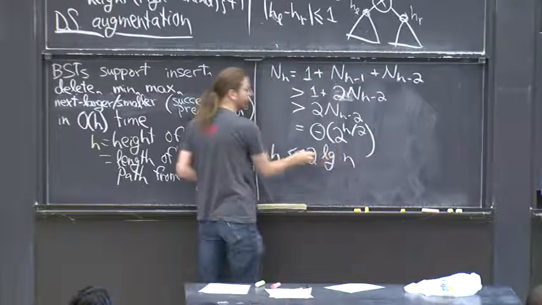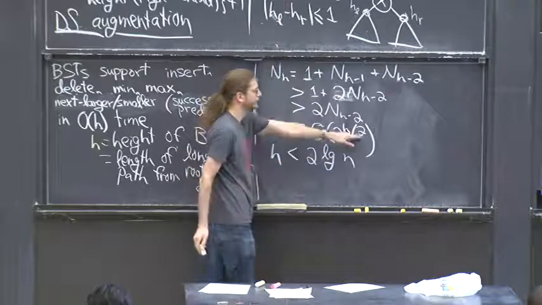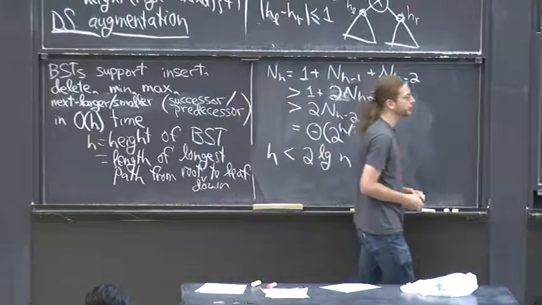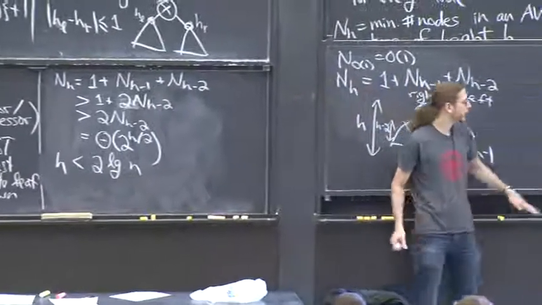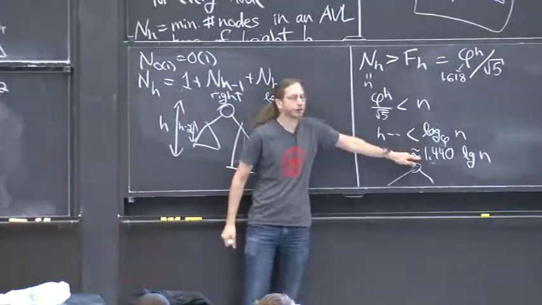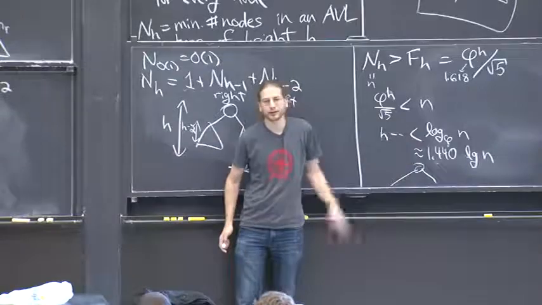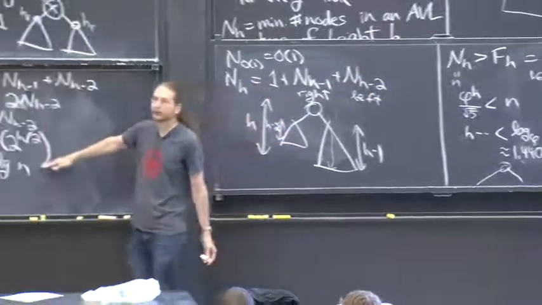Log base 2 because of that. Factor 2 out here because of that. Factor 2. You take the log. And so the real answer is 1.44. This is the correct worst case. But it's really easy to prove that it's at most 2 log n.